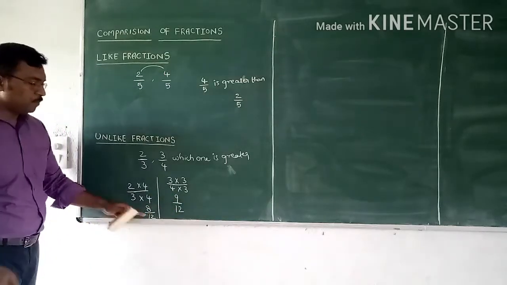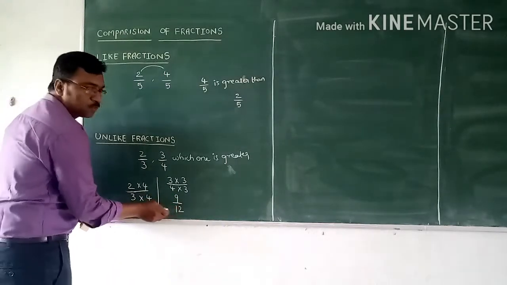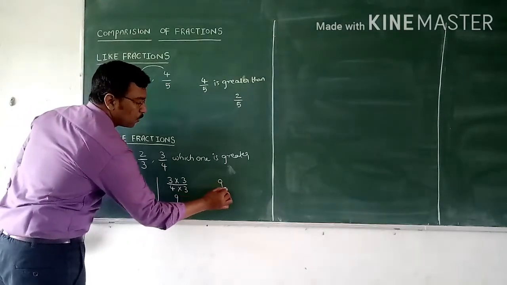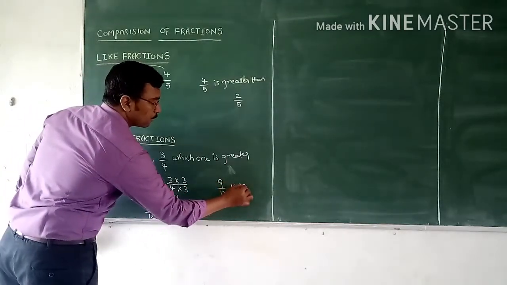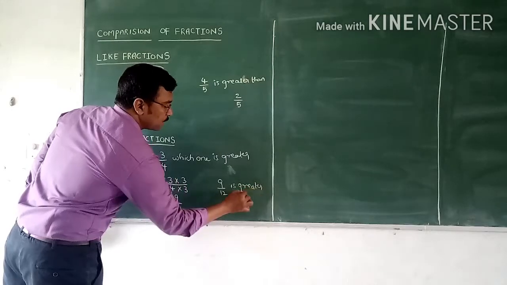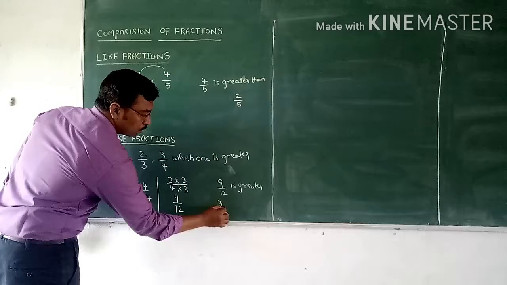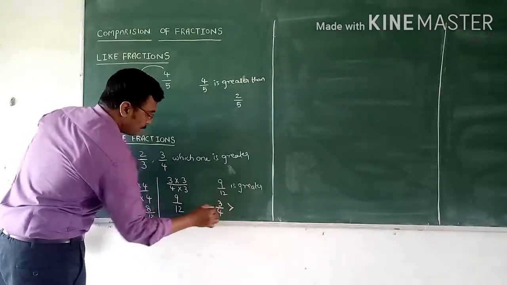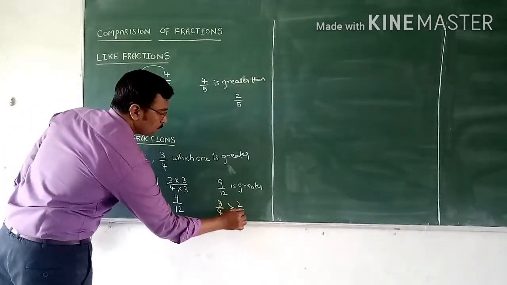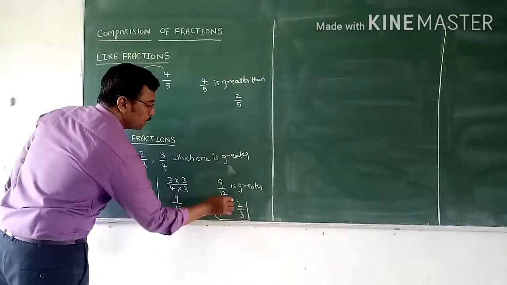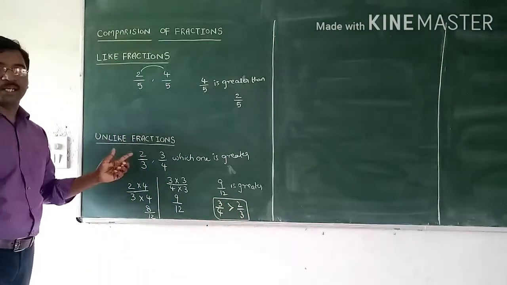So out of 8/12, 9/12, which one is greater? 9/12 is greater. That means 9/12 is for which fraction? 3/4. 3/4 is greater than 2/3. So in this way we can compare the unlike fractions.